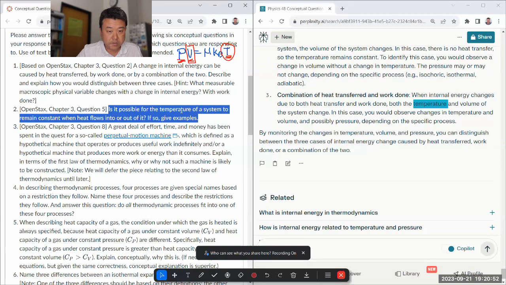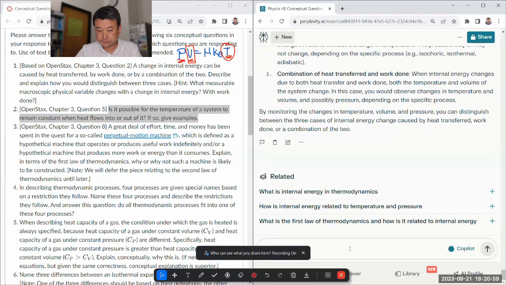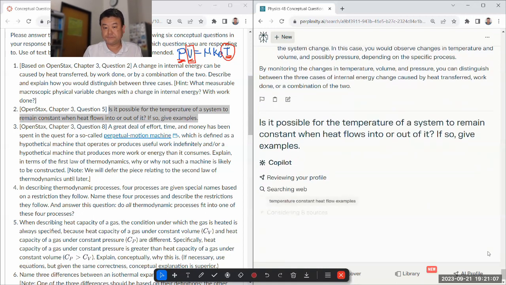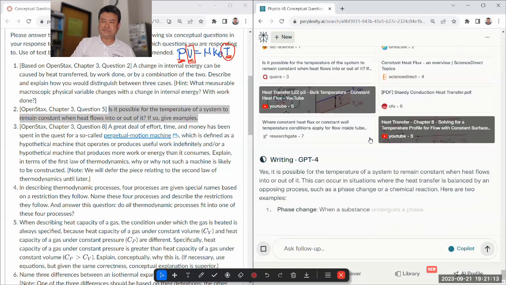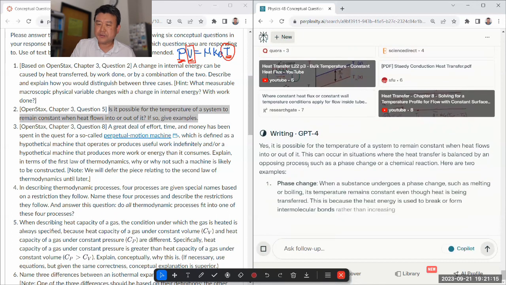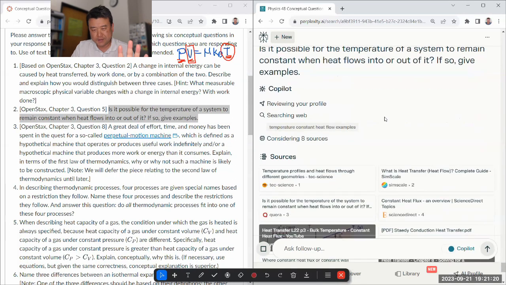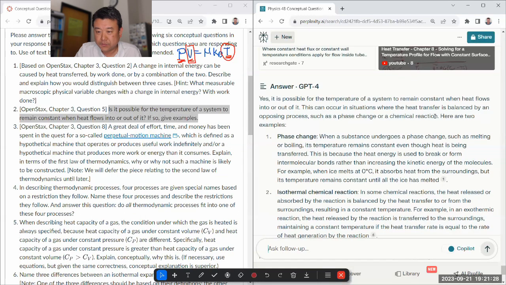Okay, question number two. I think the answer to this will basically contradict some of how it answered here. I wonder if it will answer this wrong. Yeah, it's possible. Which kind of contradicts some of the implied points here. Let me ignore that for now. This can occur in situations where by an opposing... Okay, not what I'm looking for.